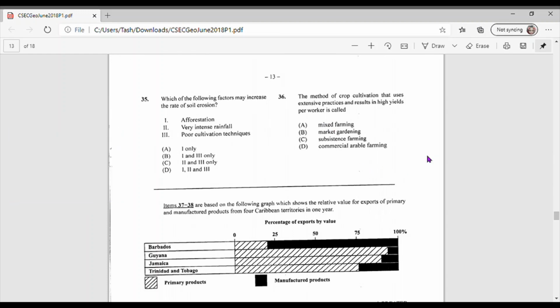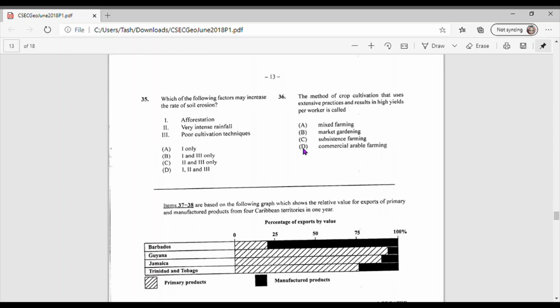36. The method of crop cultivation that uses extensive practices and results in high yields per worker is called mixed farming, market gardening, subsistence farming. The fact that it says per worker is suggesting that you have people working on the farm, so it's commercial. So the answer for number 36 would have been letter D, which uses extensive practices, results in high yields.